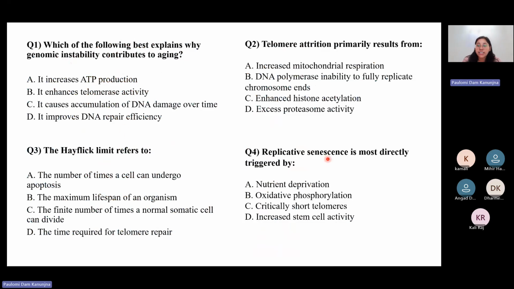And replicative senescence is triggered by what? Directly. Most directly means all of, I just told you everything works in concert, but which one directly affects the cellular senescence?